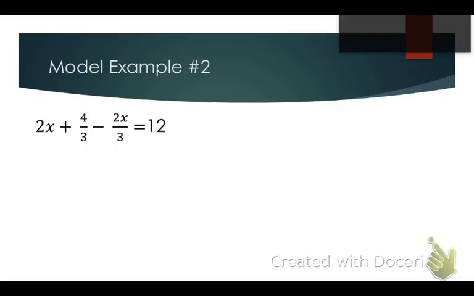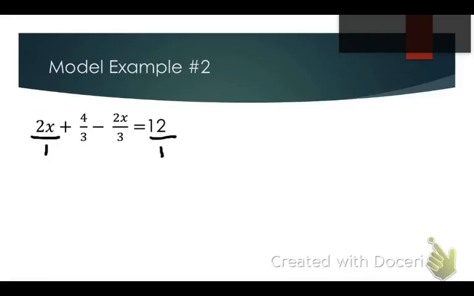Okay, modeling example number 2. Again, these are little ways to make things easier and maybe not make a mistake. I'm going to make everything look like a fraction. I also count 1, 2, 3, 4. I have 4 terms in the equation. Okay, that's something I do to make it easier.